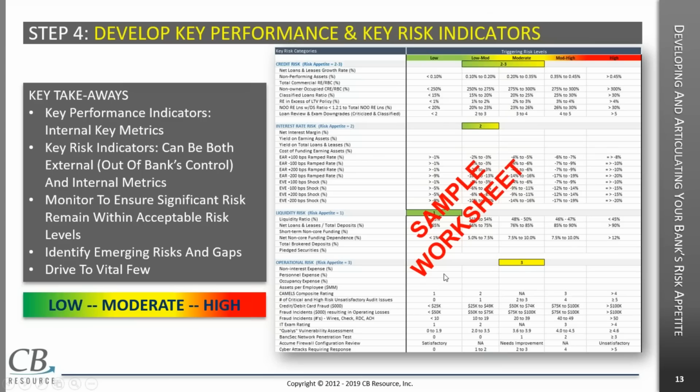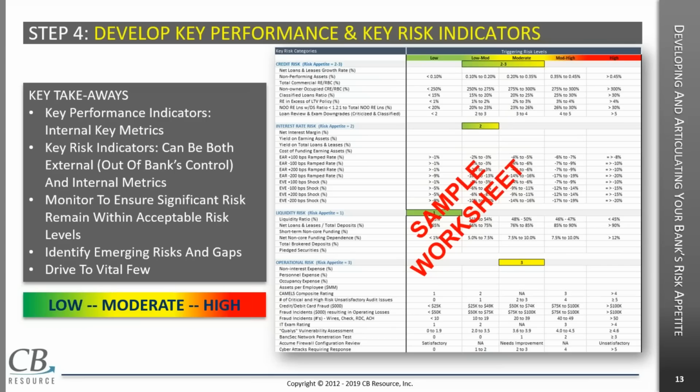You might get into more qualitative stuff, right? You might even actually have your CAMELS composite rating in there. But you could have things like credit and debit card fraud incidents, IT exams, bank sec network, penetration testing. But it's really about driving to those vital few that can help you keep a monitor on this.